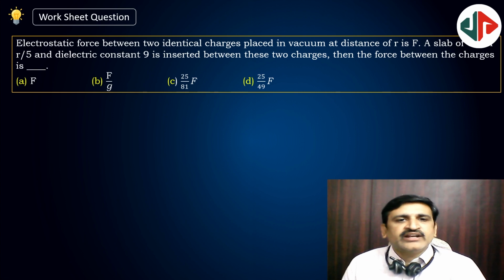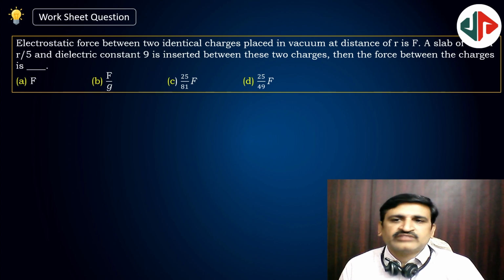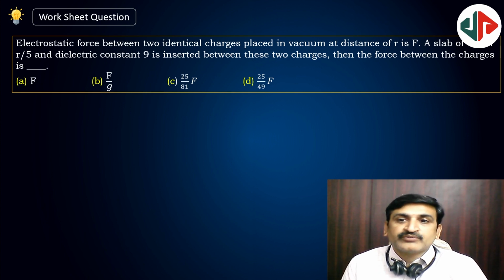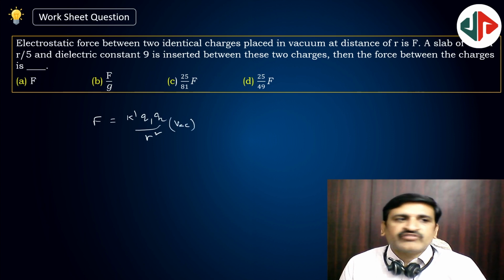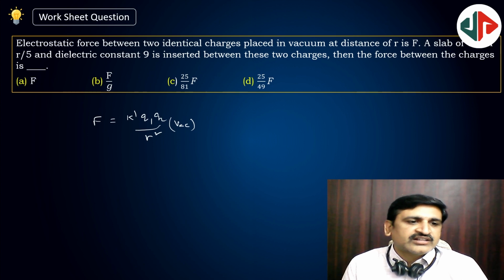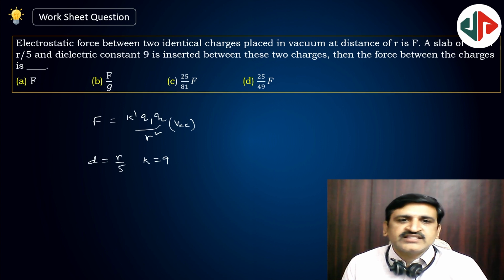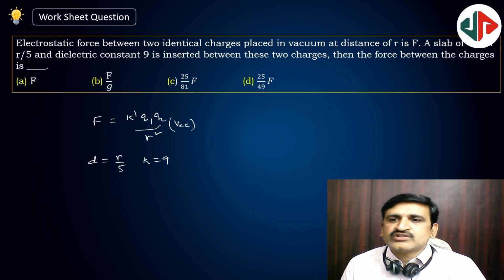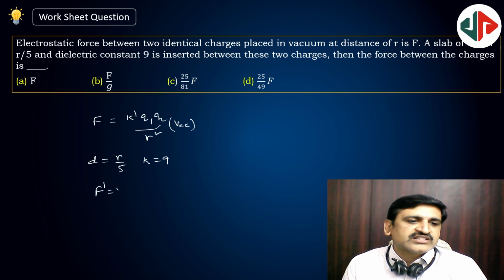Electrostatic force between two identical charges placed in vacuum at a distance R is F. So F is equal to K dash Q1 Q2 by R square, in vacuum. Then a slab of width R by 5 and dielectric constant K equal to 9 is inserted between these two charges. The force between the charges is, now F dash is equal to how much?